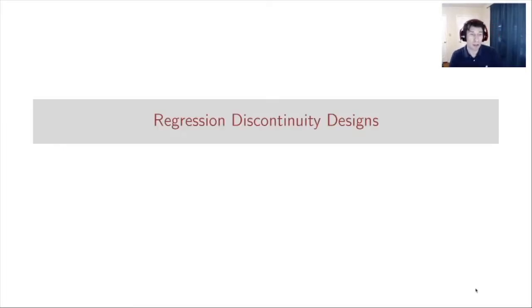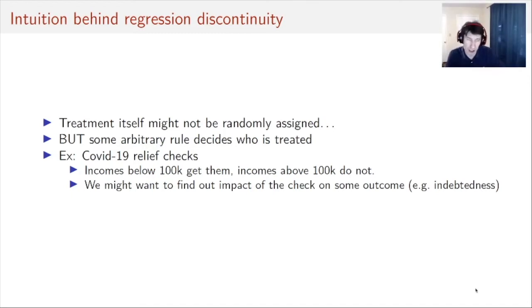Okay, so next up is regression discontinuity. Again, regression discontinuity designs are some of our favorite identification strategies as economists, and they have led to some very exciting papers. So what is the intuition behind regression discontinuity? So imagine that you have a treatment that in itself is not randomly assigned. However, there is some arbitrary rule that decides who gets treated and who doesn't.